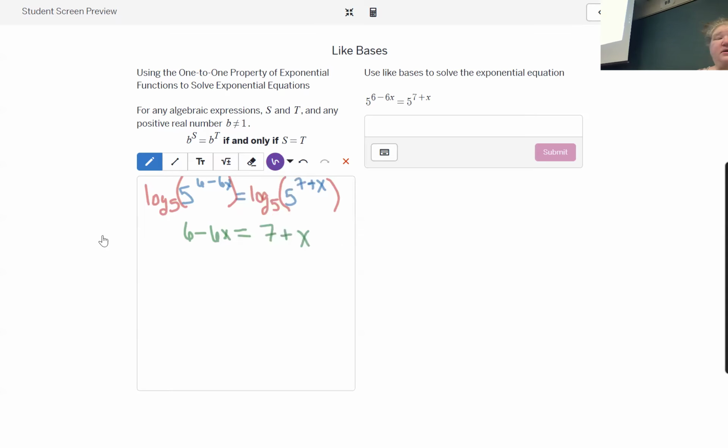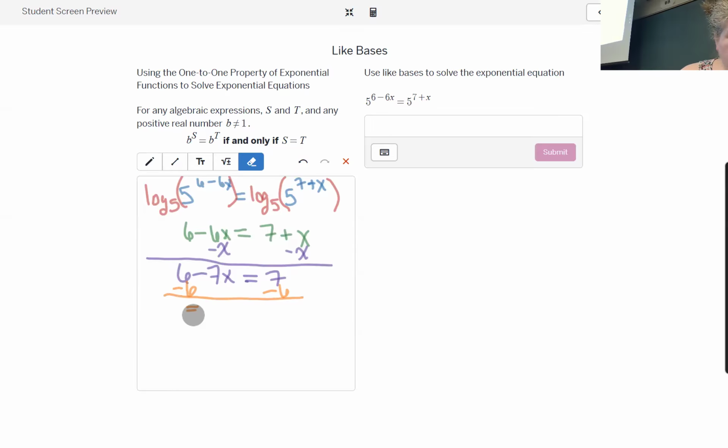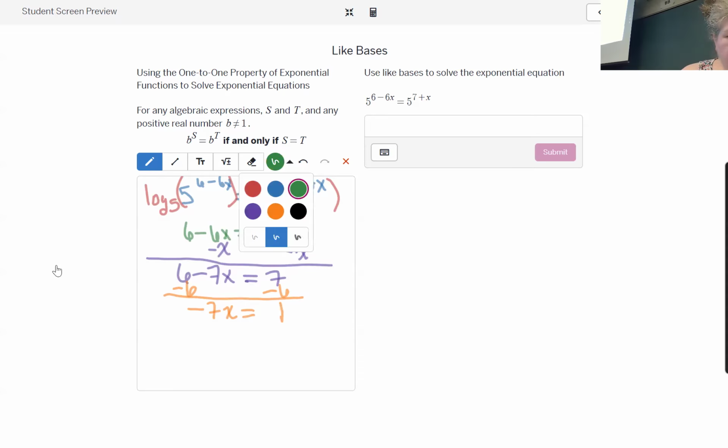All right, now that we've made that move to our next statement, we've just got a basic algebra equation that we're solving. So I'm going to subtract the x. Now I'll have 6 minus 7x equals 7. And then I'll subtract the 6. So negative 7x equals 1. And then I divide by negative 7.